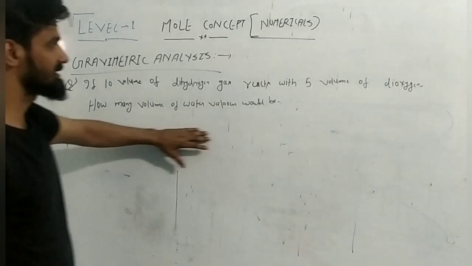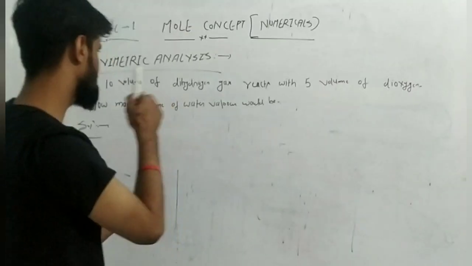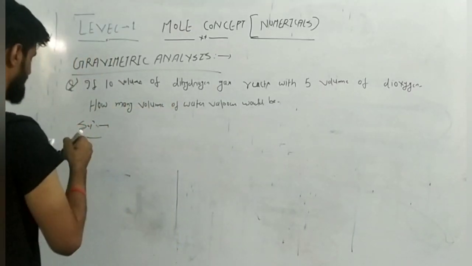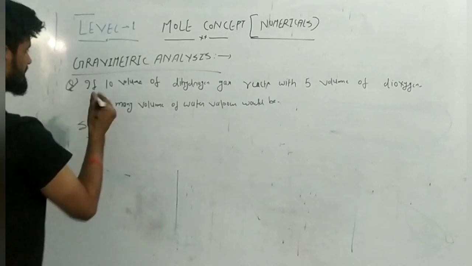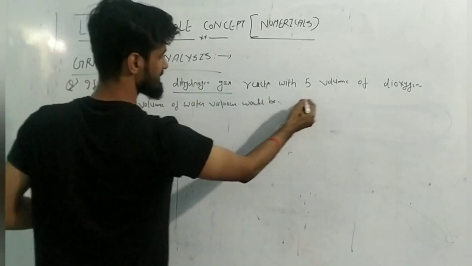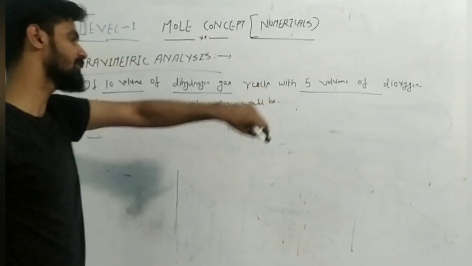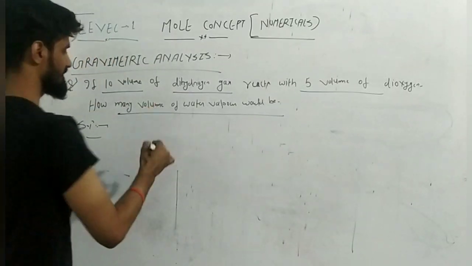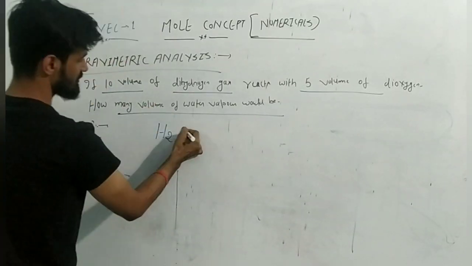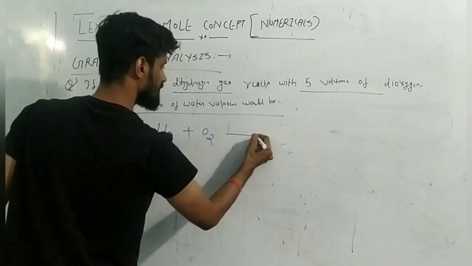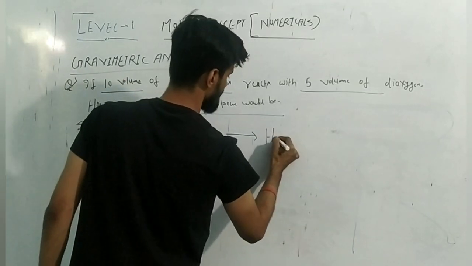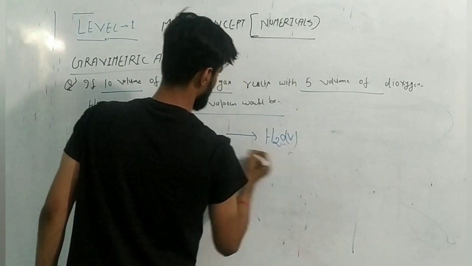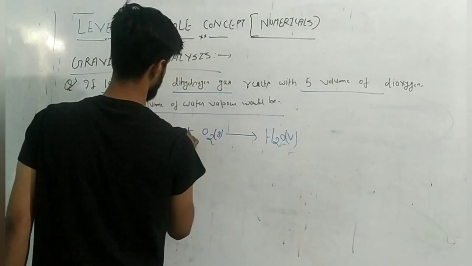So my dear student, this is the next question. The question is asking about 10 volume. If 10 volume of dihydrogen gas is reacting with 5 volume of dioxygen gas, how many volume of water vapor will be produced? So dihydrogen gas is H2, plus it is reacting with O2, and it will produce H2O vapor. Okay, and the reaction will be happening in the gaseous phase.